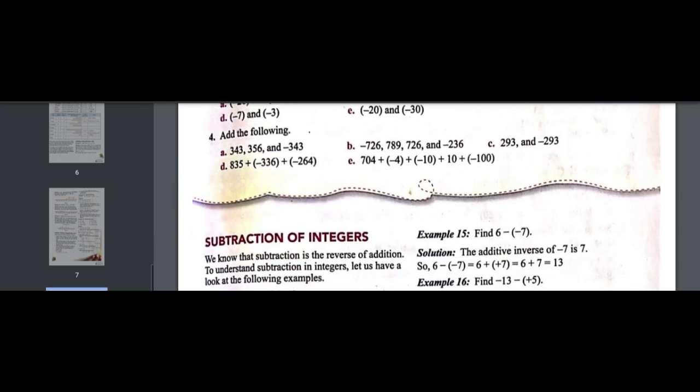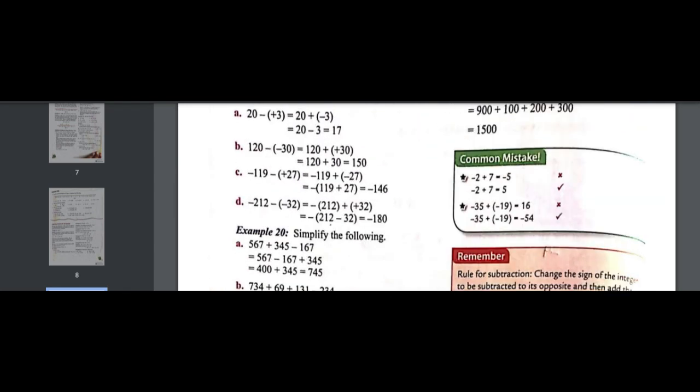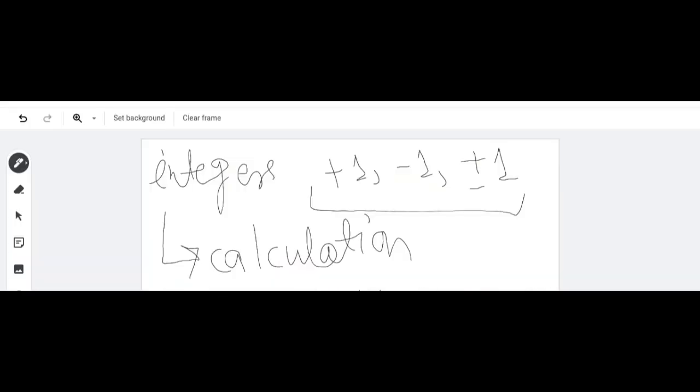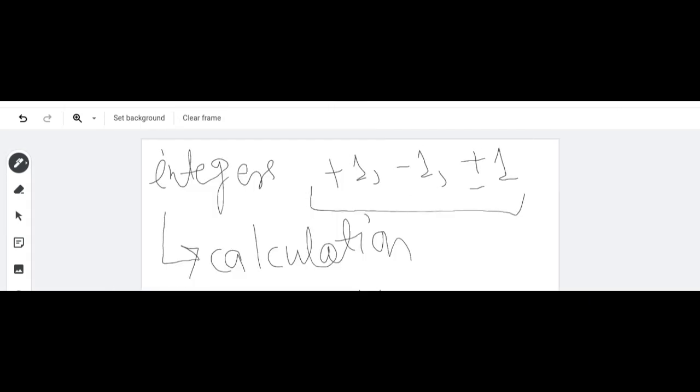Next, subtraction of integers. We can also do subtraction with or without a number line. Exercise 5c is all about this. You only have two topics, addition and subtraction. Multiplication and division are not included in your syllabus, so I will skip that part.